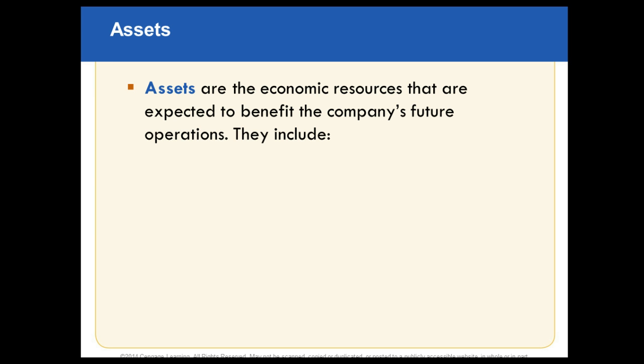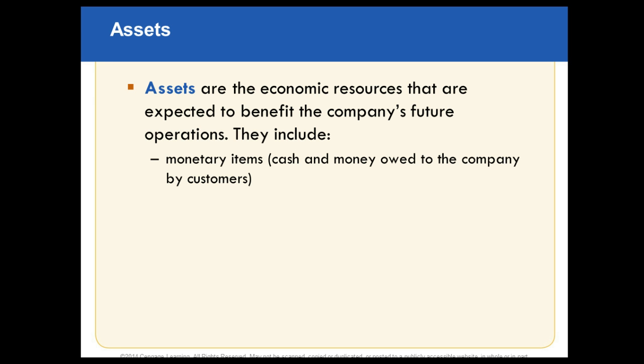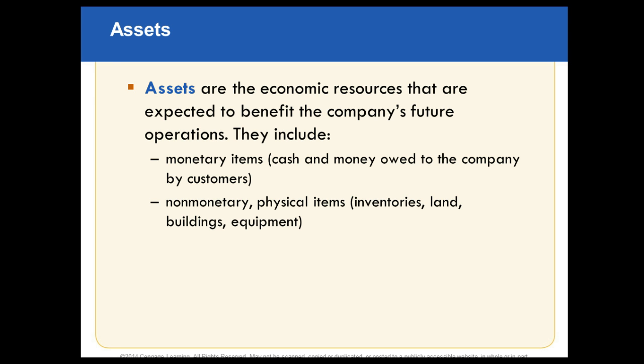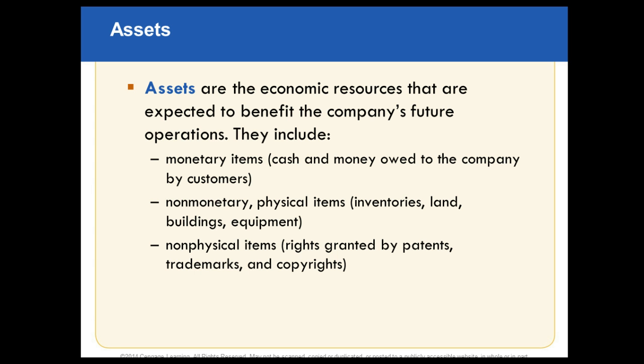Assets are economic resources. They include cash and something called accounts receivable, money that is owed to the company by customers. Then there are various types of items that aren't necessarily cash but have value, such as buildings, equipment, and land. Then there are other items that don't have a physical, tangible value, but do have a value. They may be copyrights, trademarks, patents.